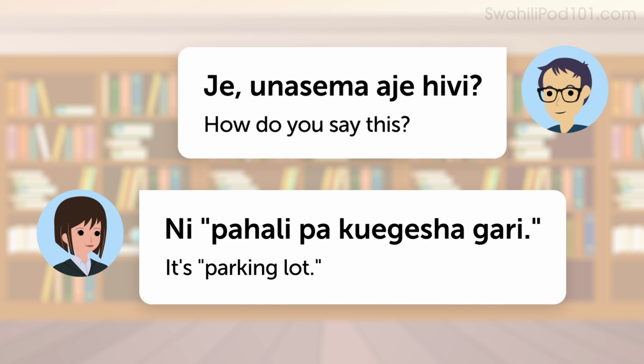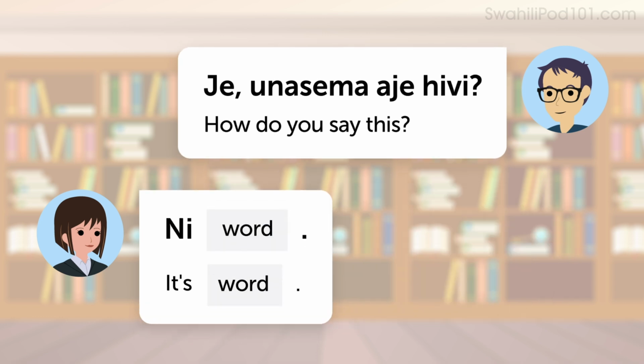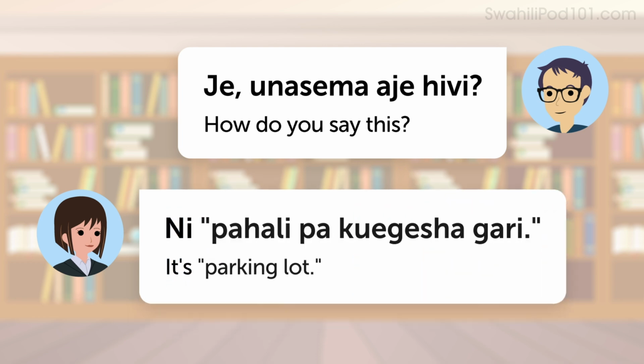First of all, you'll need to learn how to say, how do you say this? That's, Je, unasema aje hivi? Listen to it again. Je, unasema aje hivi? Now, how do you answer this question? The pattern is Ni, word. It's word. For example, it's parking lot. Ni pahali pa kuegesha gari.